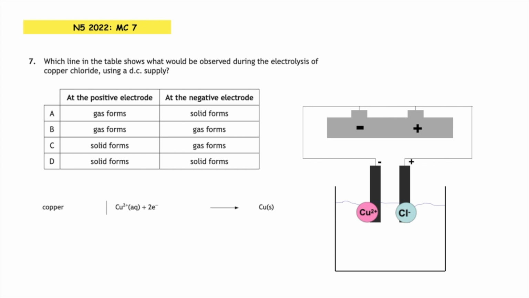a diatomic element in the gas form, so the correct answer to this must be multiple choice A, where the chlorine gas is formed at the positive electrode and the copper atoms are formed at the negative electrode.